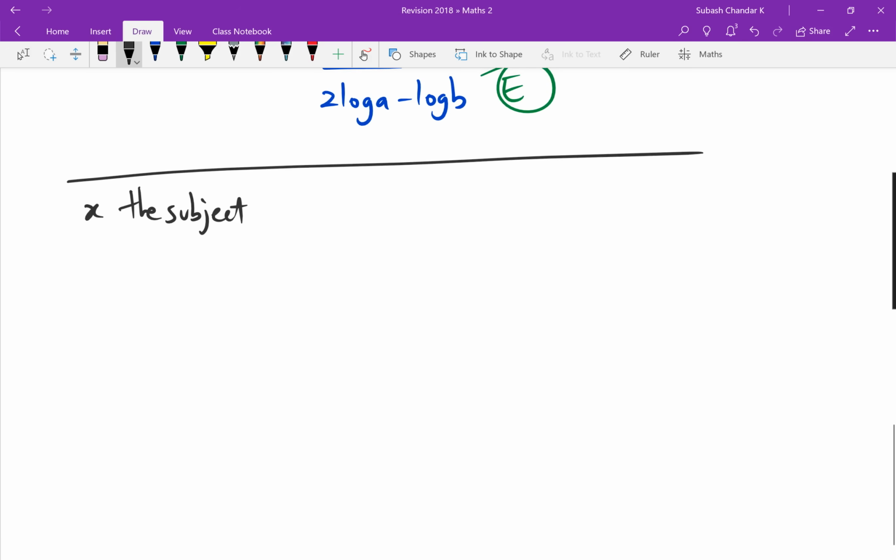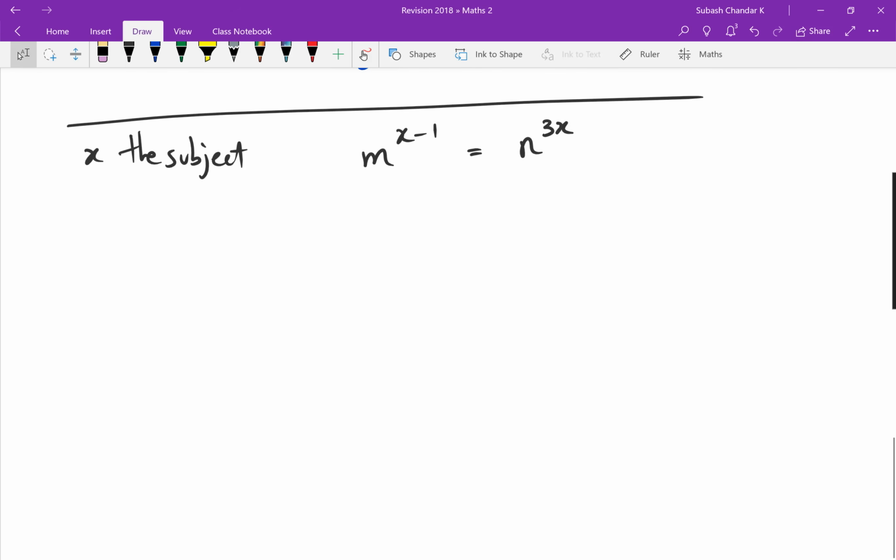And we're going to do, what do we do? Let's make it a bit more complicated, shall we? Sorry, I'm just going to put that m to the power of x minus 1 and then n to the power of 3x. Why don't you guys try that? Shouldn't take you too long, guys. I've just given you guys the same type of question, different numbers. Have a go.